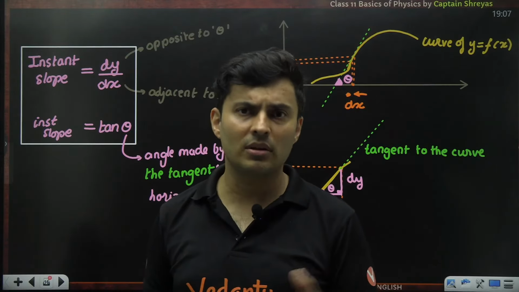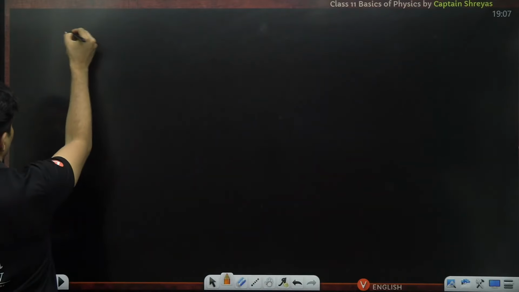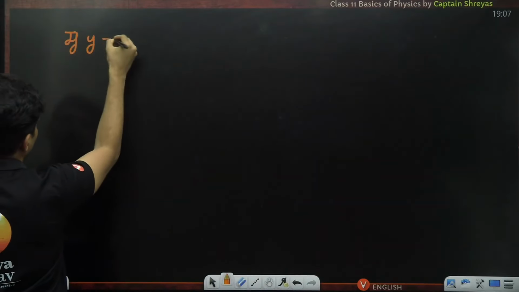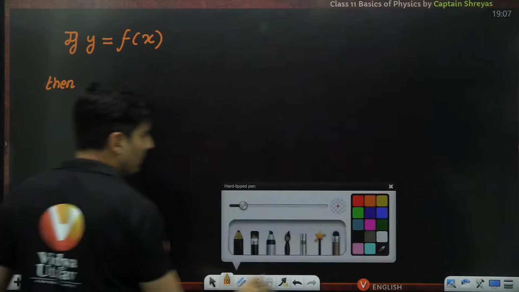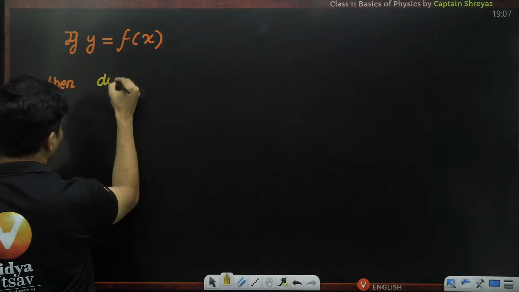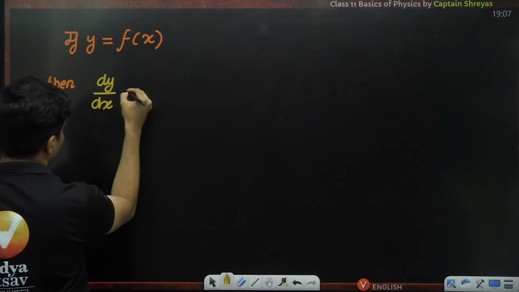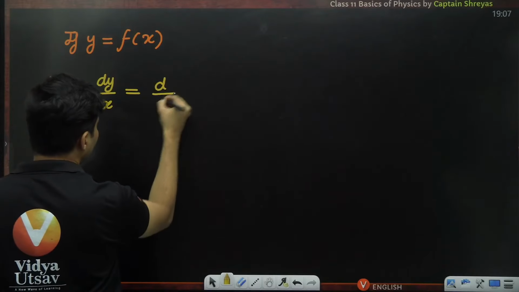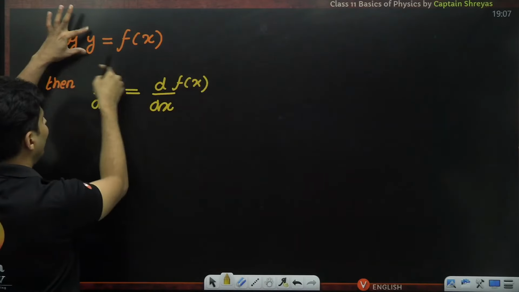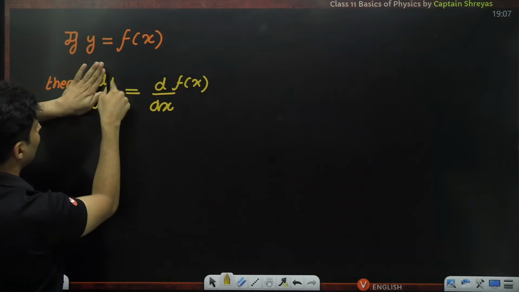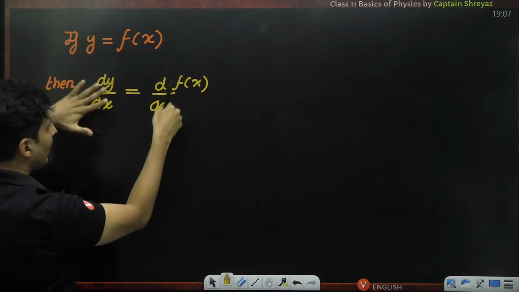Fine, sir. So what is the way, sir? So the answer comes as follows. See, first of all, let me tell you this. If y is a function of x, then, very, very important, dy by dx is also the derivative of that function. So instead of y, which is nothing but f of x, whatever y is there, I replace with f of x.